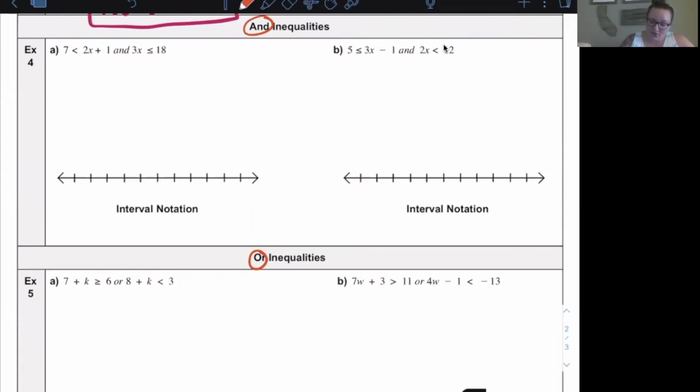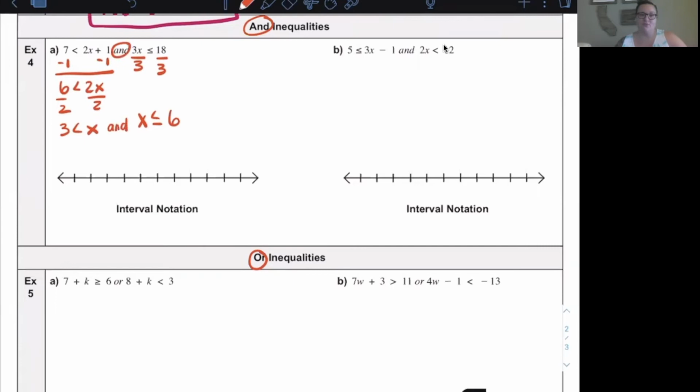So we're going to solve each one as if they were their own inequality. I'm going to subtract 1 from both sides in the first one, and I get 6 is less than 2x. I'm going to divide by 2, and I get 3 is less than x. For this one, I'm just going to divide both sides by 3, and I get x is less than or equal to 6. And don't forget the word "and." Whatever word is in between, you want to make sure that you carry it down between here.